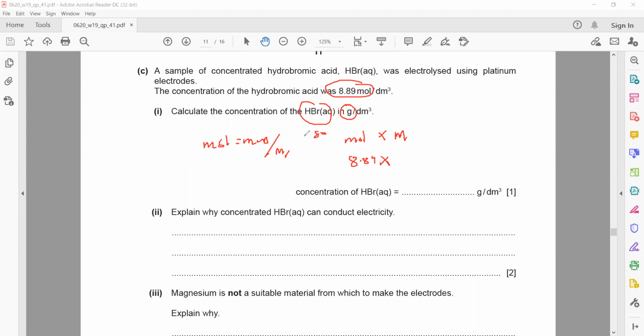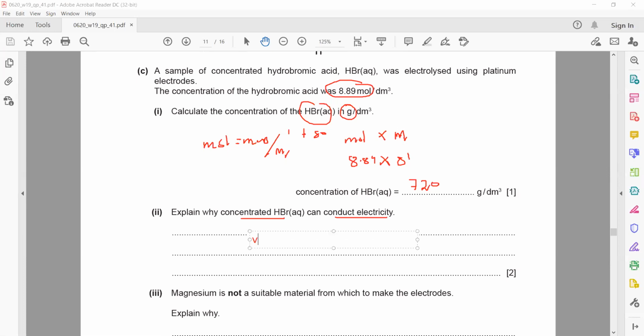Explain why concentrated hydrobromic acid conducts electricity. What is the reason for that? 2 marks. Because it contains free ions, mobile ions, which can move. But you cannot write electron. It should be ions, because it is an ionic compound, which just means a compound that dissociates. HBr is a covalent compound, but when it dissolves in water, it dissociates into ions. The bonding is covalent in H and Br.